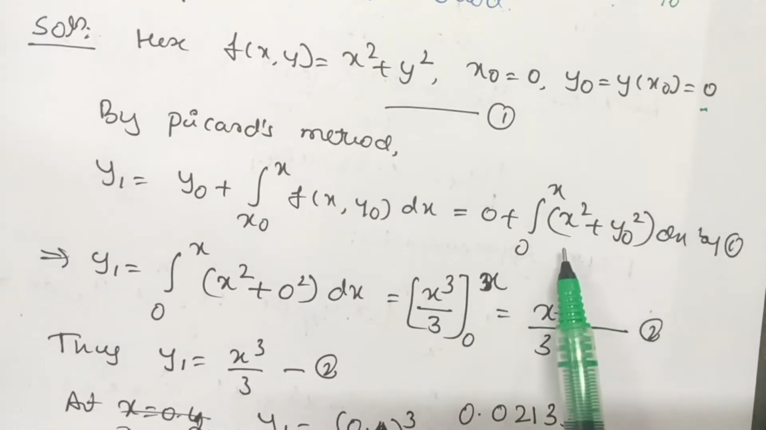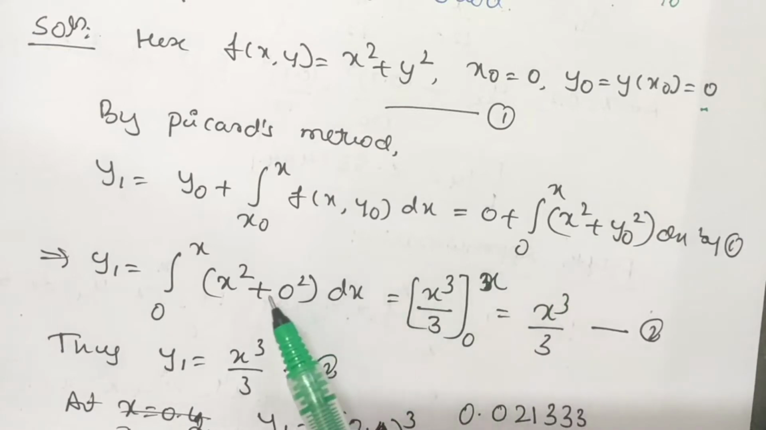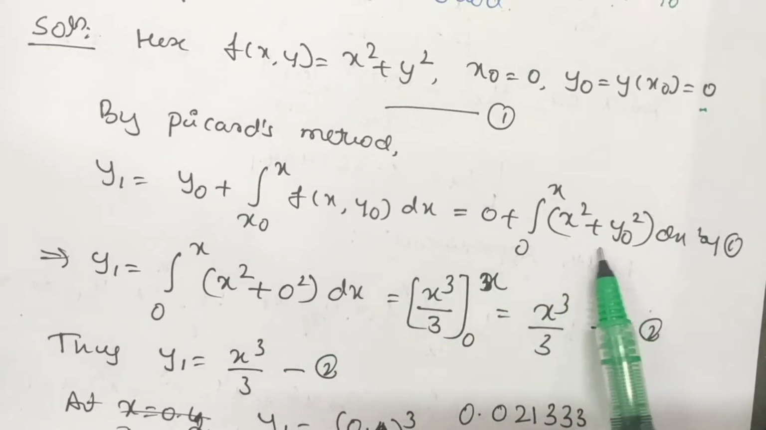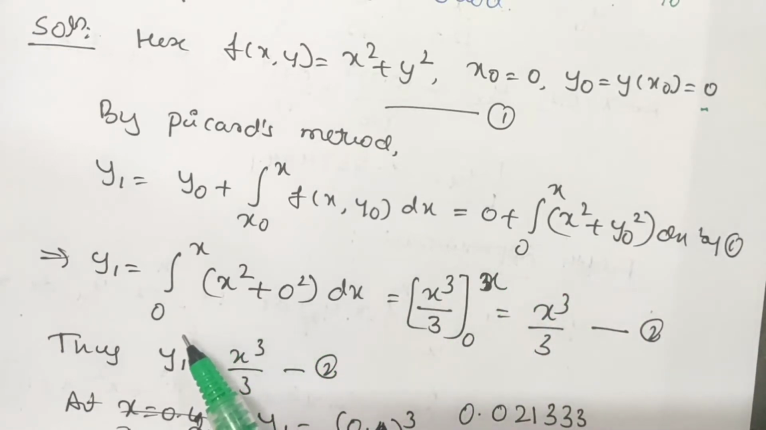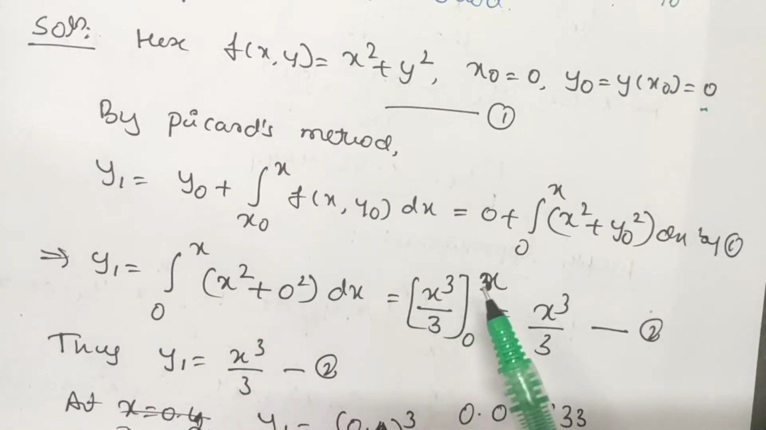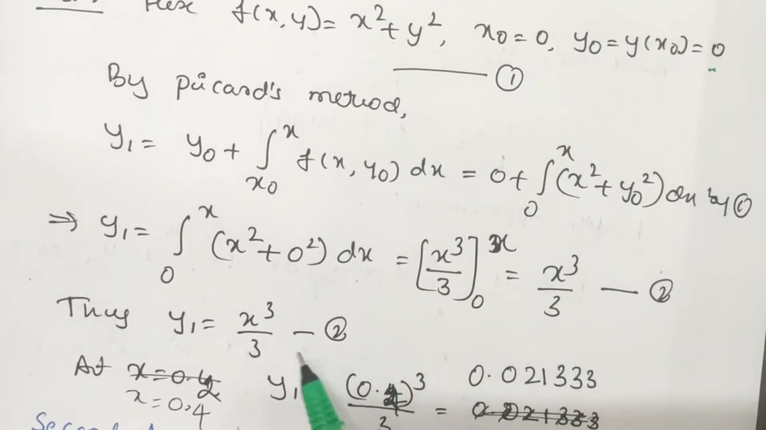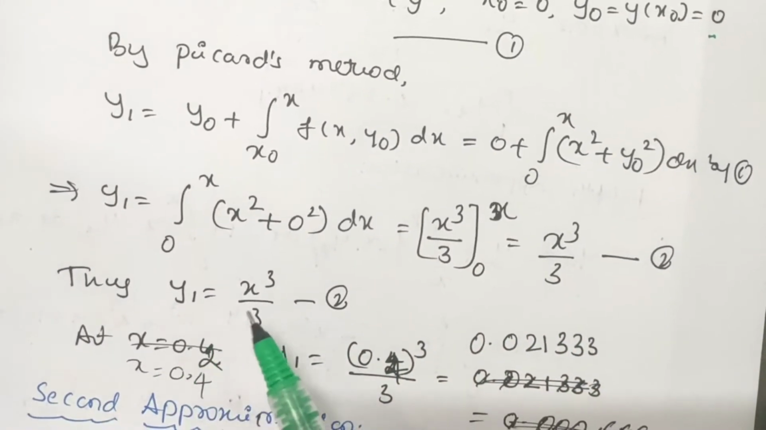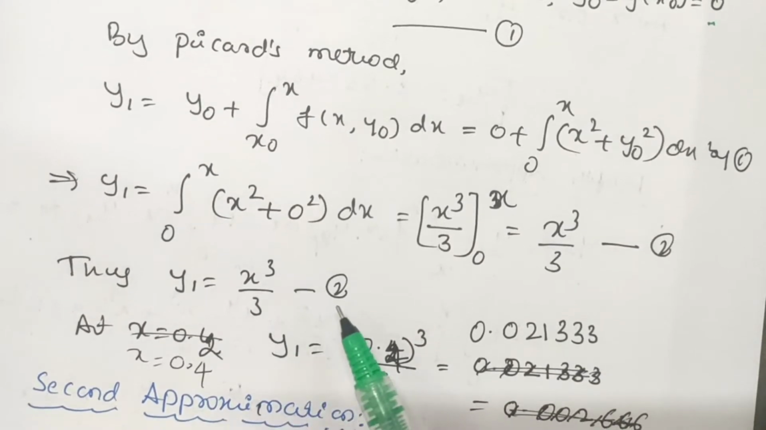Now integrate this one. Substitute the value of y naught. y naught is 0. So this is integration from 0 to x of x square plus 0, which is nothing but x square. Integration of x square is x cube divided by 3 between the limits 0 and x. Since the upper limit is x and the lower limit is 0, all the terms contain x, so its value is x cube by 3. So this implies y1 is equal to x cube divided by 3. Take this as equation number 2.